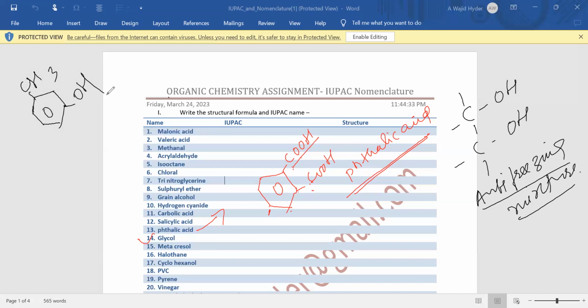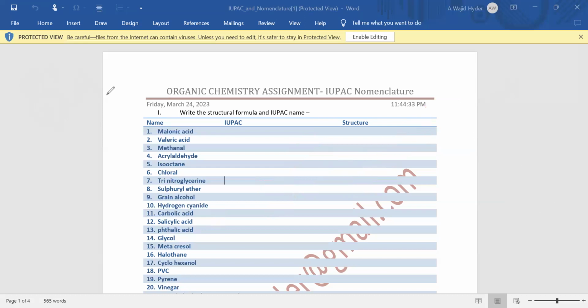So, like this. Now see what next is halothane. See what halothane is. What will be the name of this one? Have we discussed this earlier? This is halothane. Can you say the IUPAC name of this one?